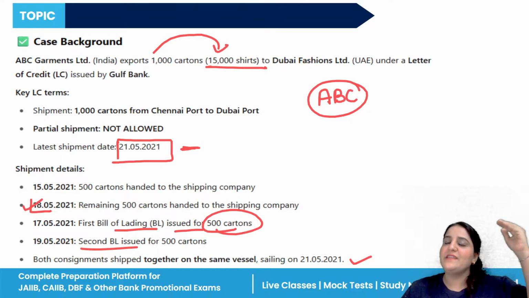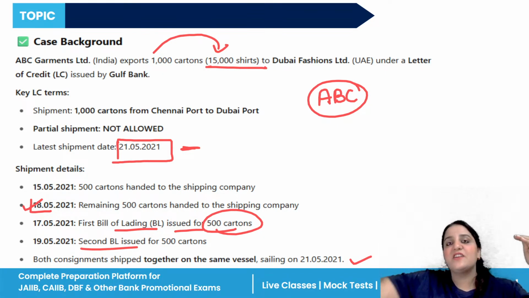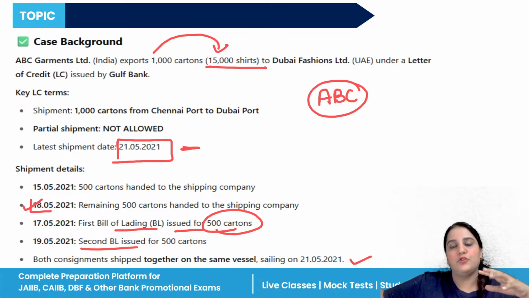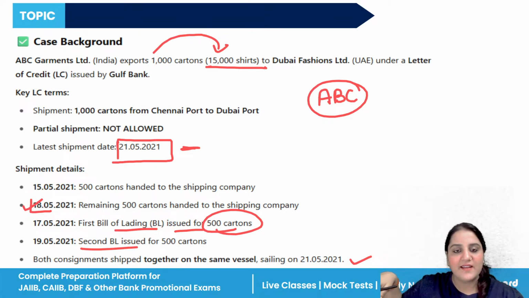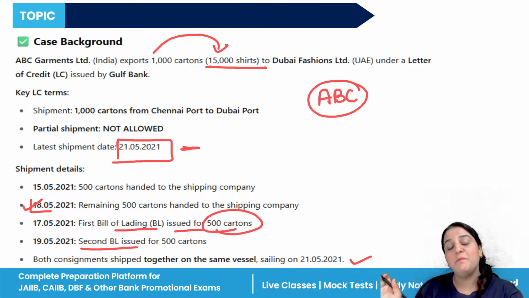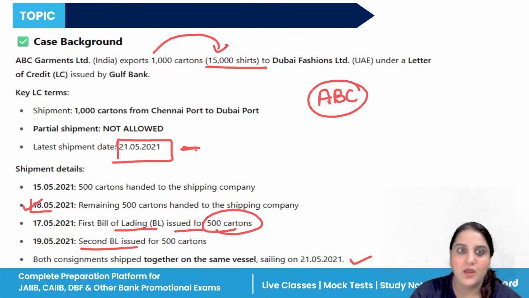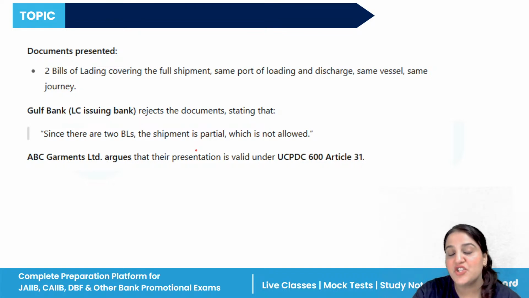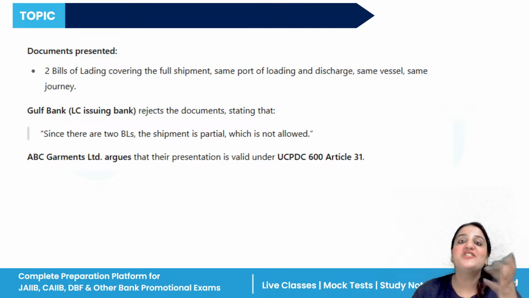Okay, there is a company, ABC Limited in India, that sends the shipment to Dubai Fashions Limited, and shipment details are there. But both the cartons, both the lots are shipped on one date, that is 21st of May 2021. Now in that case, which documents are presented? Two bills of lading which cover the full shipment details, like same port of loading and also the discharge. Same vessel, same journey. Gulf Bank rejects the documents.